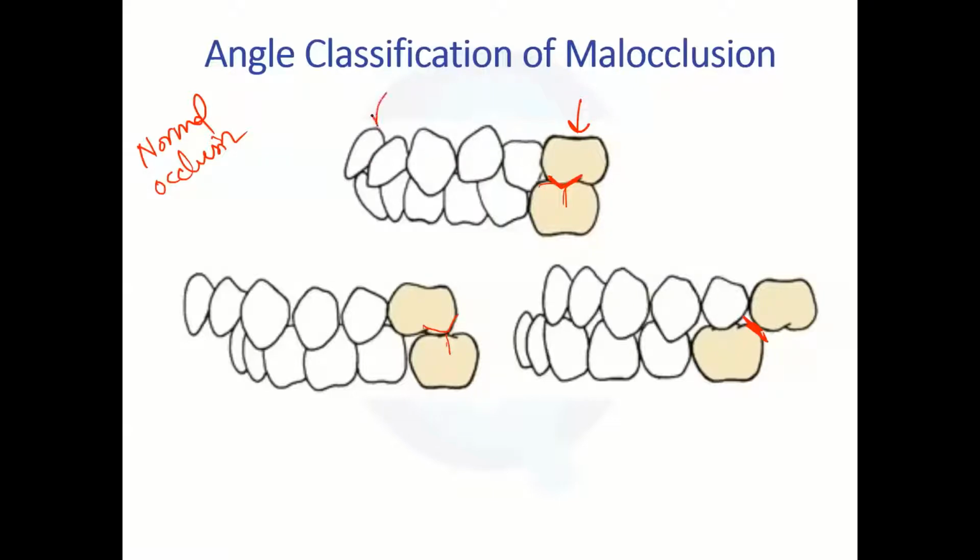But when you have crowding, when you have spacing, all this line of occlusion is disturbed. So the difference between Angle's class 1 normal occlusion and Angle's class 1 malocclusion is that the line of occlusion is different.